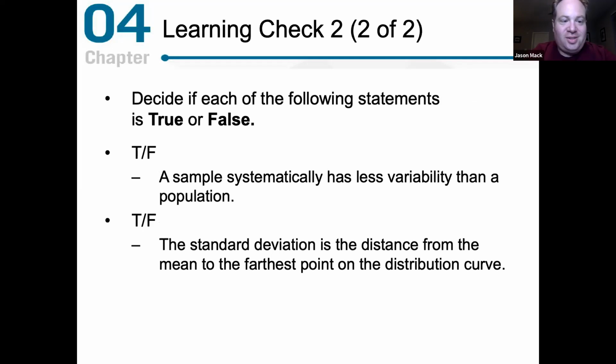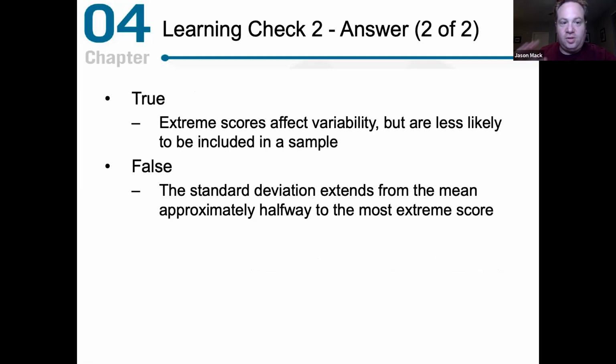All right, true or false? A sample systematically has less variability than a population. The standard deviation is the distance from the mean to the farthest point on the distribution curve. What do you guys think about that? So the first is true: extreme scores affect variability, but are less likely to be included in a sample. The second is false: the standard deviation extends from the mean approximately halfway to the most extreme score.